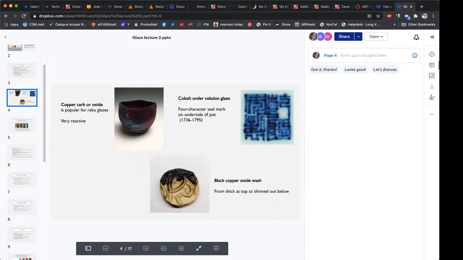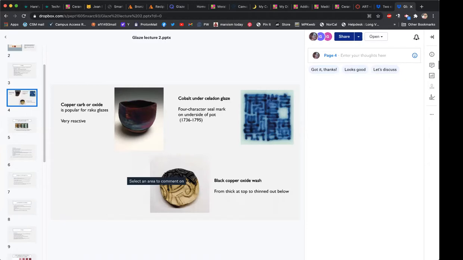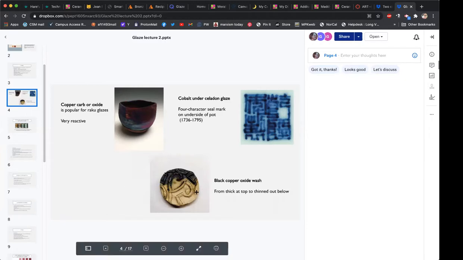And this is black copper oxide, just used as a wash. So this isn't in a glaze at all. This is just how I like to use it a lot, where you just have it suspended in water, and then you can use it kind of like a watercolor wash, and they pick up the texture of what you apply them to.